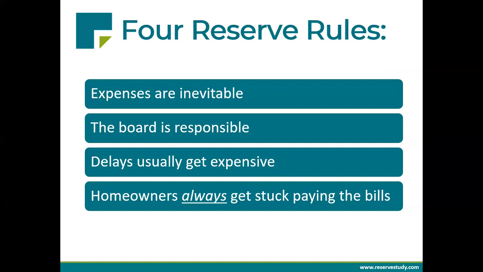Number 2, the board of directors is responsible. They are the ones who are entrusted with managing the community association on behalf of all their fellow owners. Number 3, when projects get delayed, they tend to get more expensive, right? And we see this all the time, especially in the case of things like roofs or concrete restoration, other building exterior components. The longer you let them go, the worse they get, right? And then the bottom line, the fourth rule, is that the homeowners always get stuck paying that bill in one way or another, right? There is no Uncle Sam. There's no government bailout program for community associations that don't have adequate reserve funds.